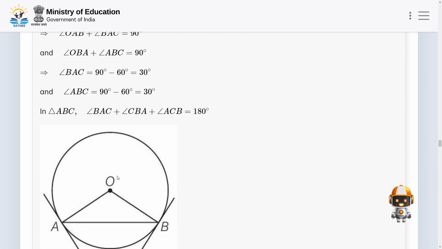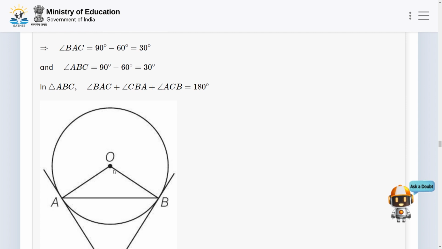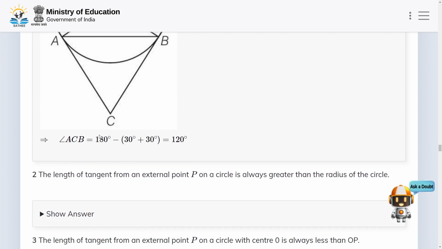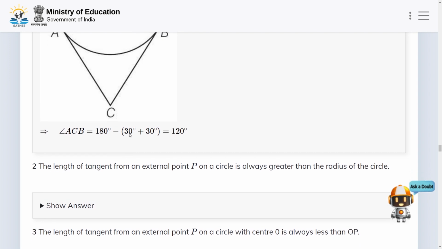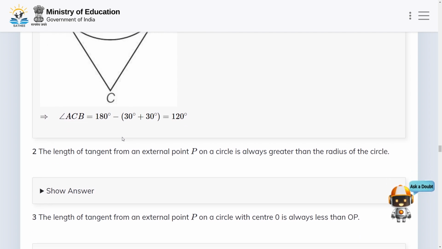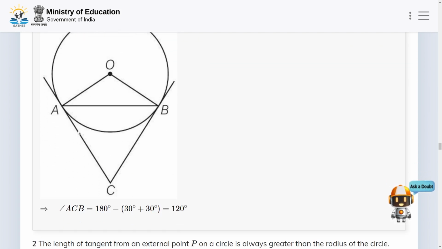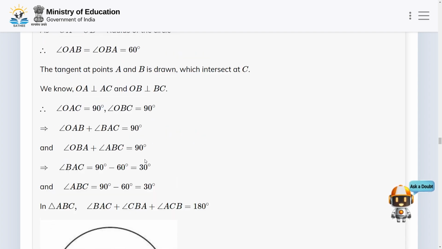So in triangle ABC, angle BAC plus angle CBA plus angle ACB is equal to 180 degrees. So it implies angle ACB is equal to 180 degrees minus (30 degrees plus 30 degrees), that is equal to 120 degrees. So the angle ACB is equal to 120 degrees.